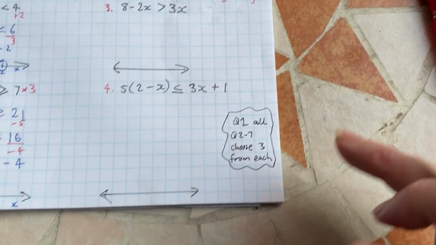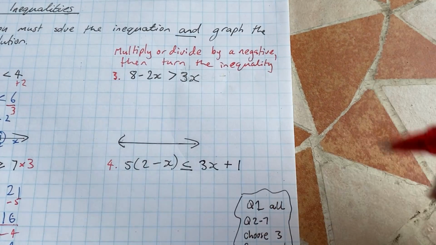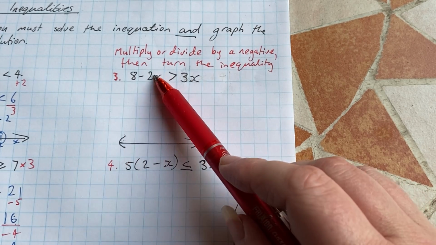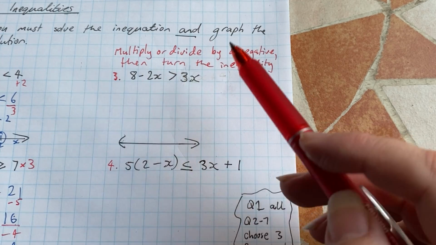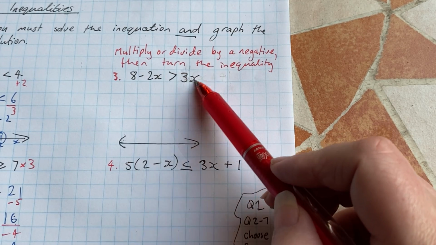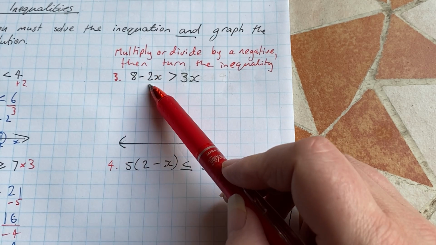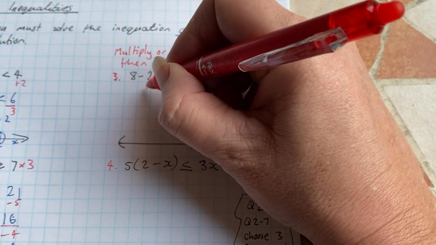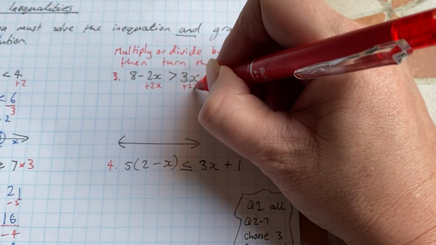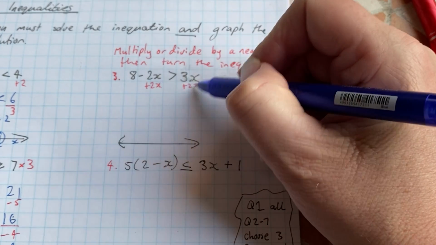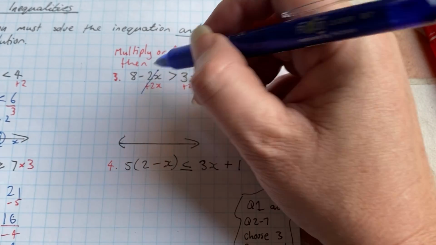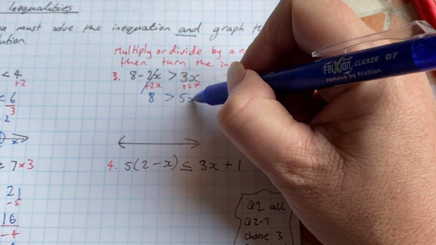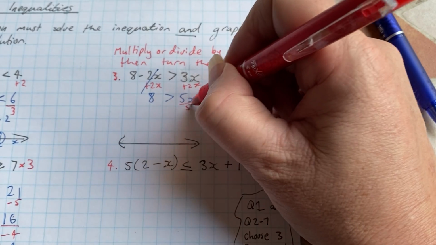Okay, let's look at example number 3. So now you'll notice here I've got an X on each side. So when there's an X on each side, the first step is to collect the X's together. I've got a choice. I could minus 3X, but -2 minus 3 is going to make it -5. It's better if I plus 2X. So let's add 2X to each side. And that way I get a positive X value. So they're gone, I'm just left with 8 greater than 5X and divide by the 5.